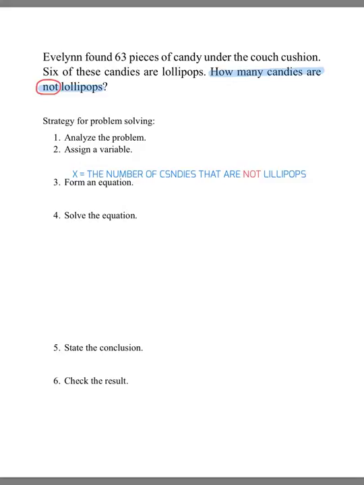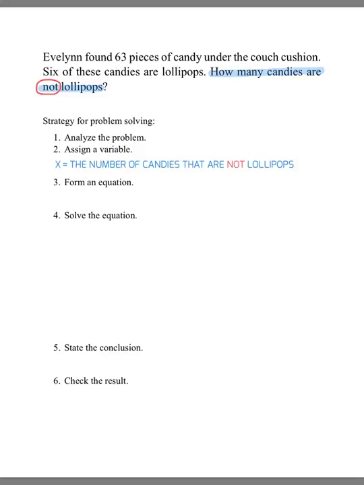Okay, so here we go. We have now assigned a variable, and we're going to assign that variable to be the letter X. And X is going to represent the number of candies that are not lollipops. Let me go ahead and fix that typo. Your assignment of the variable comes directly from the question being asked. Notice the question is how many candies are not lollipops, and our variable represents the number of candies that are not lollipops. Very similar. Again, it's simply the question reworded in the form of a statement.